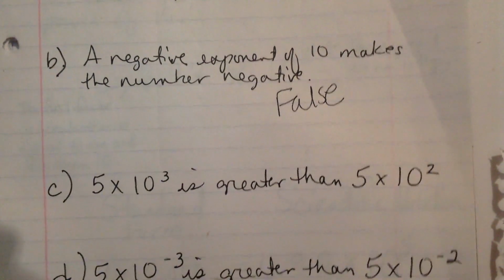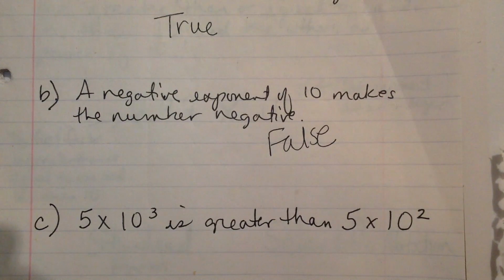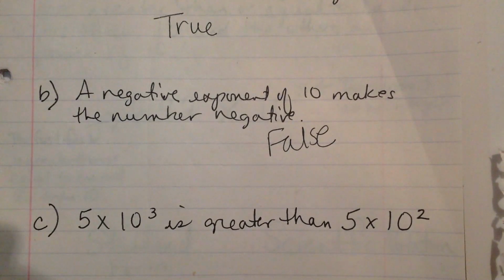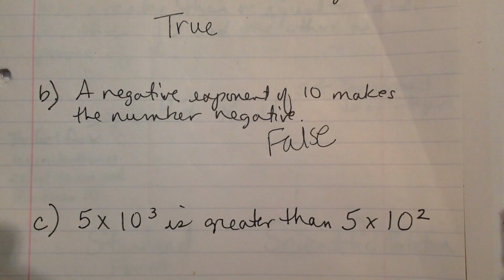Looking at C. 5 times 10 to the third is greater than 5 times 10 squared. Is that true or false? So it's saying 5 times 10 to the third is greater than 5 times 10 squared.